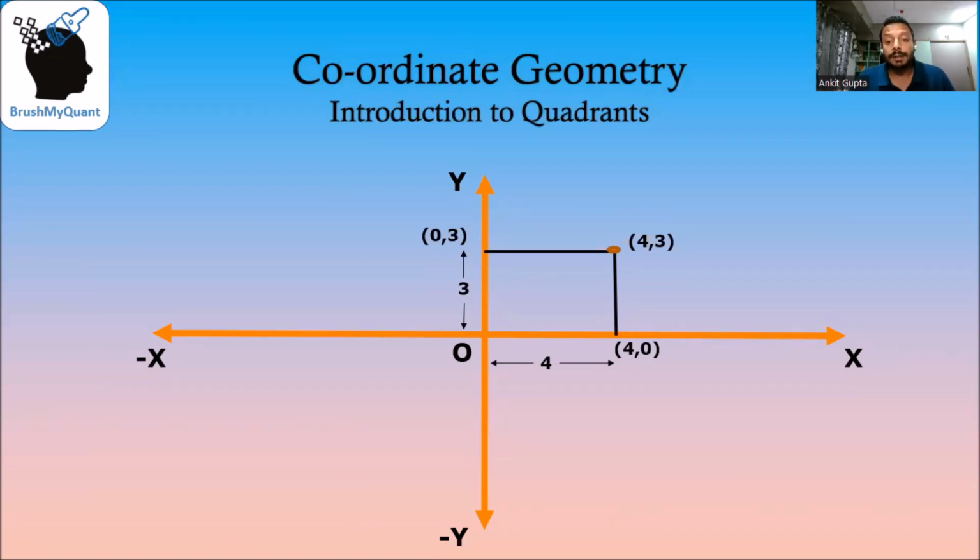Now, if there was a line passing through these points 0, 3 and 4, 0, then the point 4, 0 is also known as the x-intercept. That is nothing but the point where the line intersects the x-axis. And the point 0, 3 will be called the y-intercept. That is where the line intersects the y-axis.